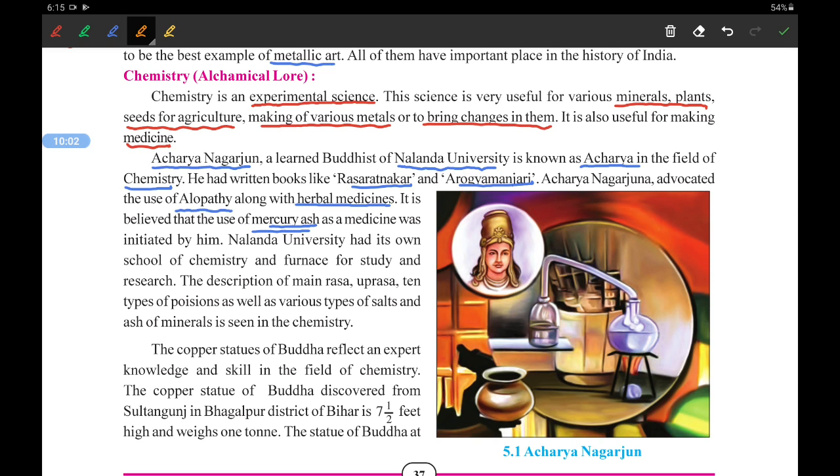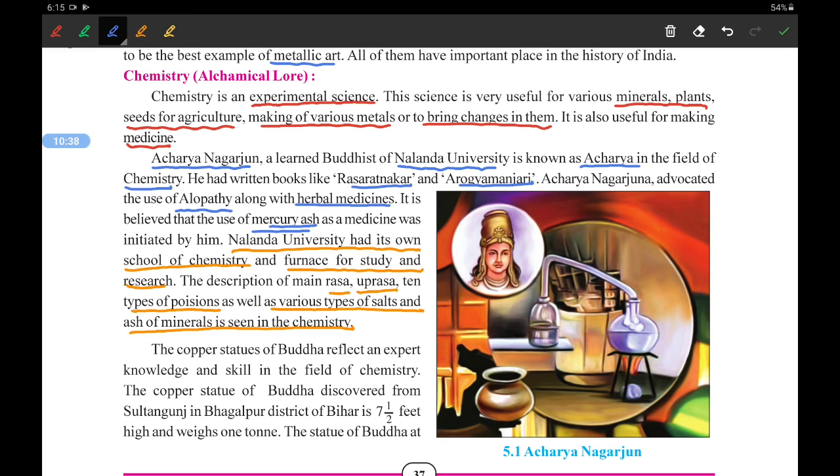Nalanda University had its own school of chemistry. See, Nalanda University at that time had a school of chemistry and a furnace for study and research at that time. That is considered a very advanced feature of that university. The description of main ras, upras, 10 type of poison as well as various types of salt and ash of mineral is seen into the chemist. So you can see the detail that the Indians used to know about chemistry is unparalleled. It is unmatchable, right?